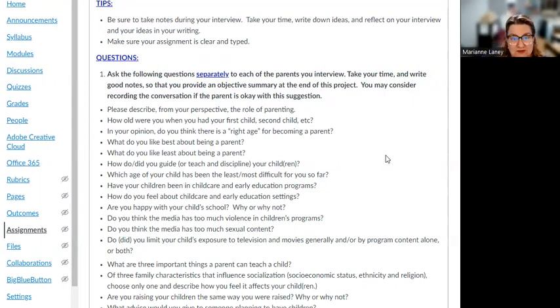You may consider recording the conversation if the parent is okay with that. Again, if they're over 18, you may record them. If they are under 18, make sure that you are getting some sort of adult permission for that. And there's plenty of parents who are under 18, but you have to make sure that you're getting written permission.